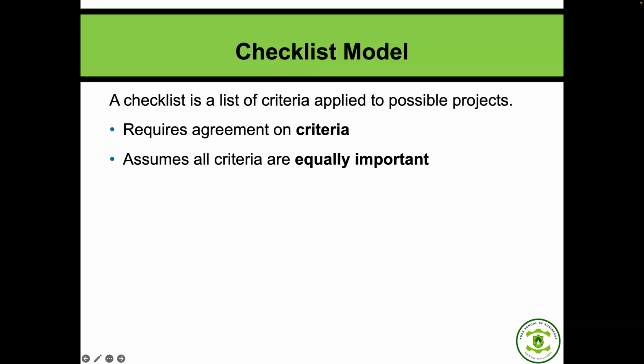So now let me ask a bit of a controversial question. It simplifies the screening process because we have all agreed. But in reality, we know that there will be some items on the checklist which are more important than others. How do we handle that? Don't you think that would be a drawback of the checklist model?